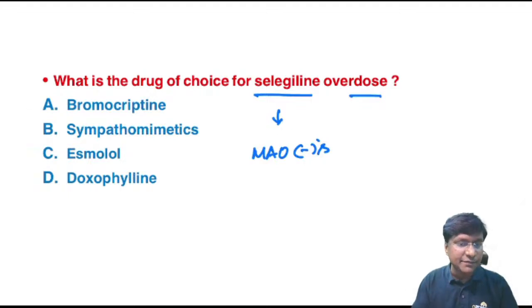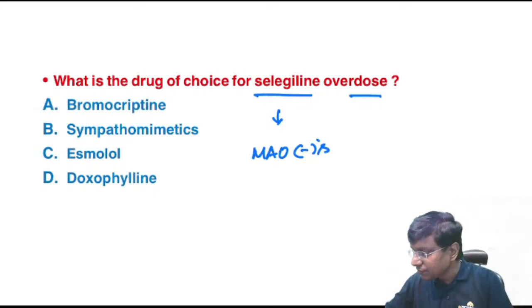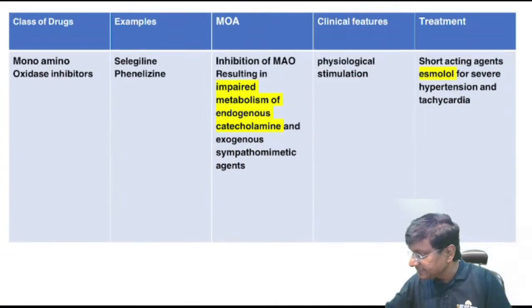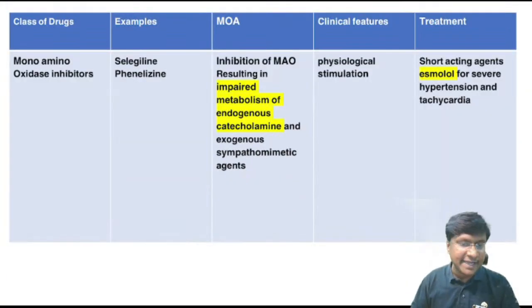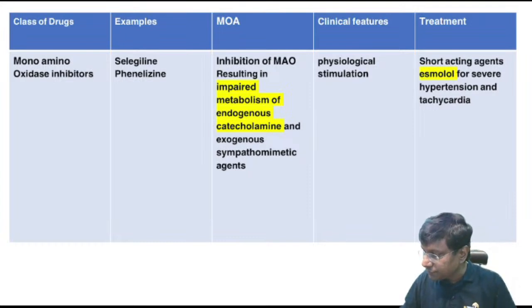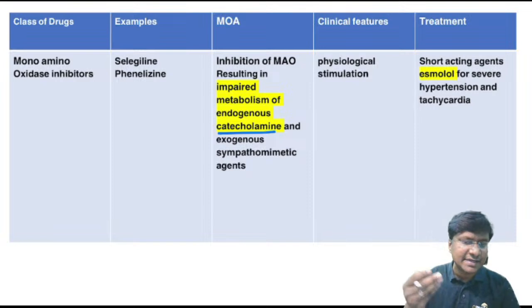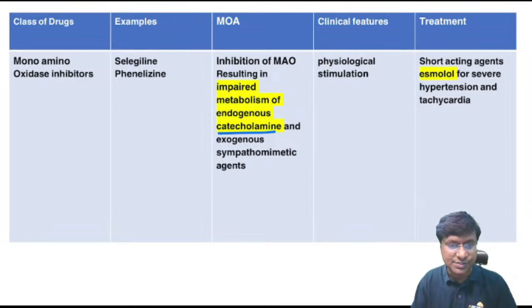Now, what is the mechanism of action of these monoamine oxidase inhibitors? Many of you answered A. Let me discuss and then come back to this question again. These drugs cause inhibition of the monoamine oxidase enzyme, and that will result in impaired metabolism of the endogenous catecholamines. So what is happening to the levels of catecholamines? There is an increase in the levels of the endogenous catecholamines.